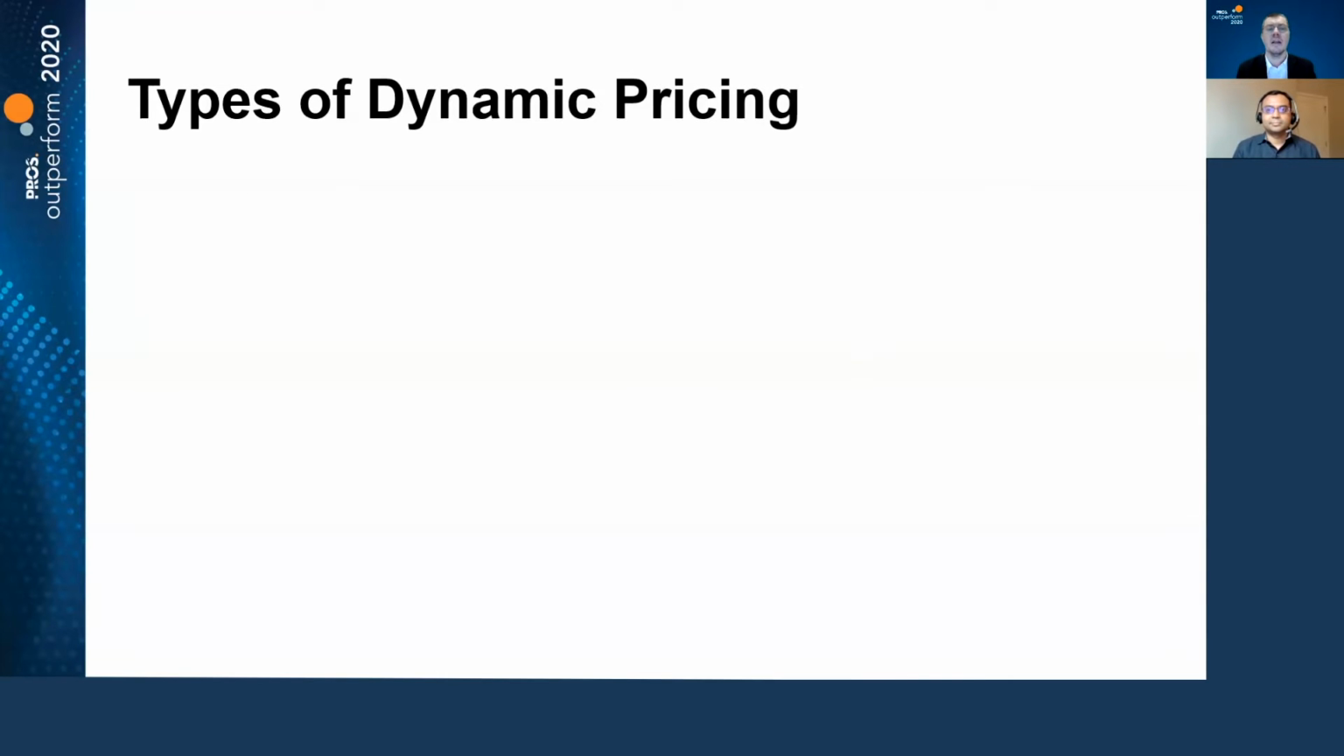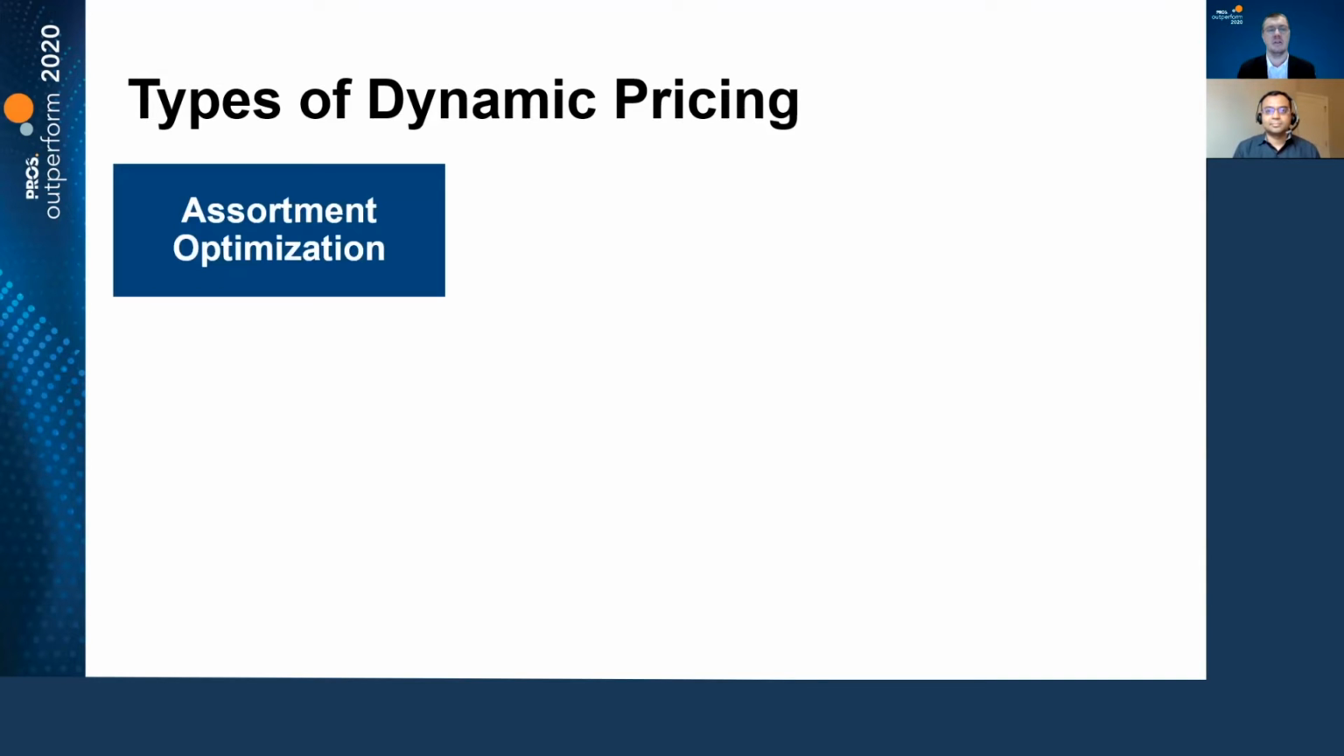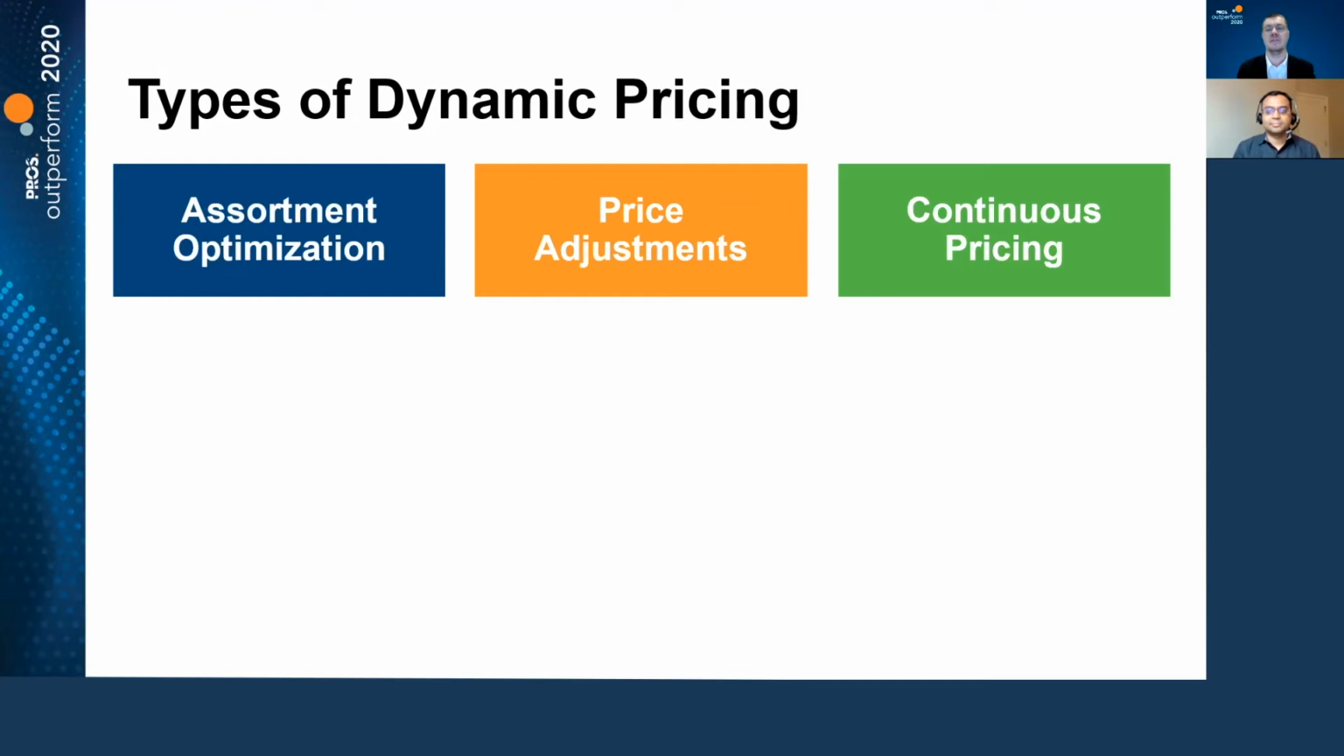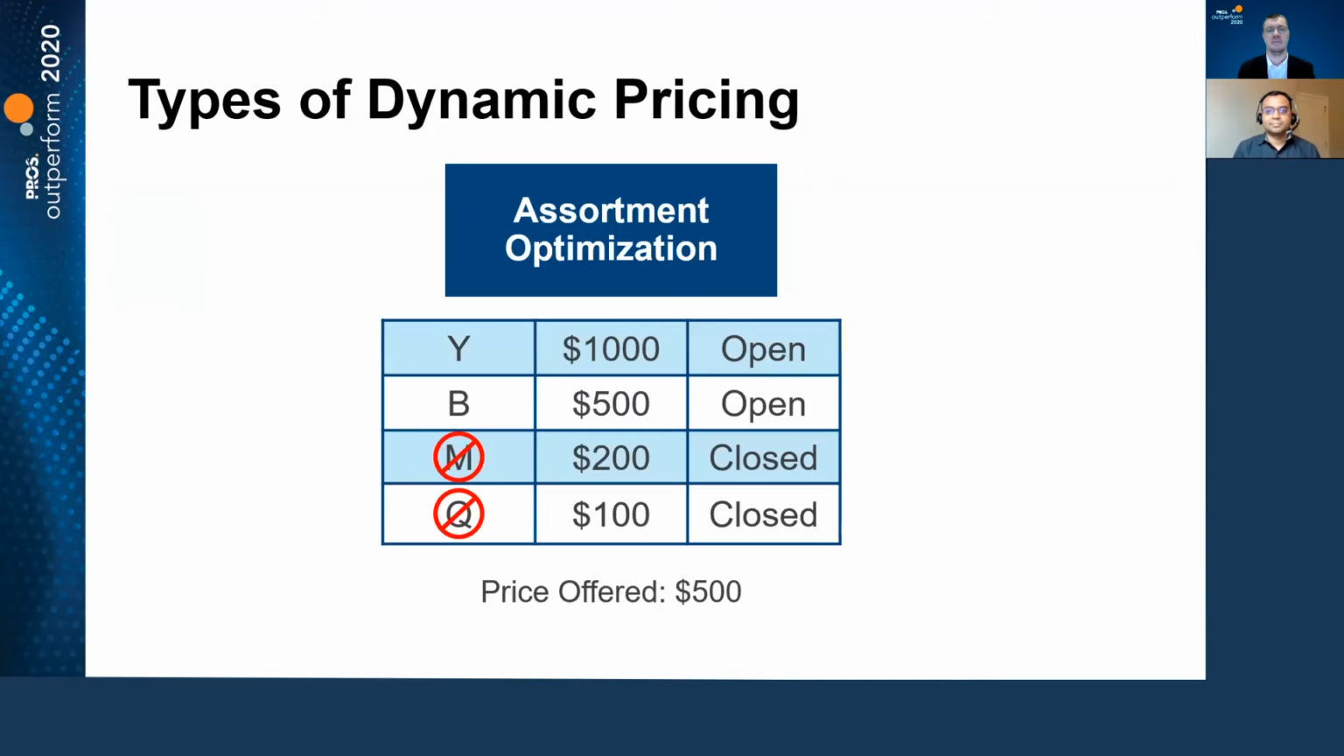So here at PROS, we think that there are three different types of dynamic pricing. Each of these is geared towards a specific use case for airlines, trying to meet the needs of the marketplace associated with different levels of sophistication of both airlines as well as the algorithms behind this. These types of dynamic pricing include assortment optimization, price adjustments, and continuous pricing.